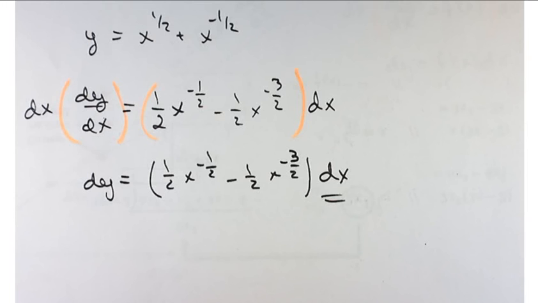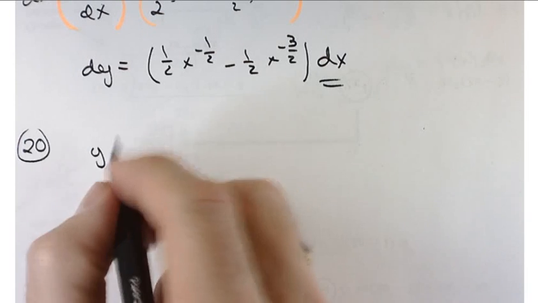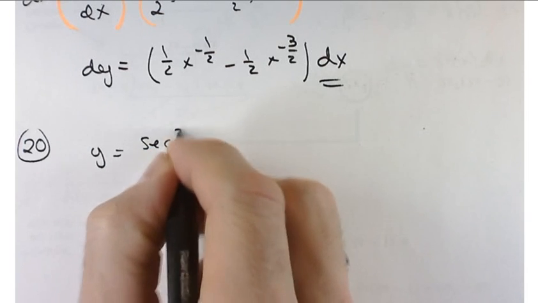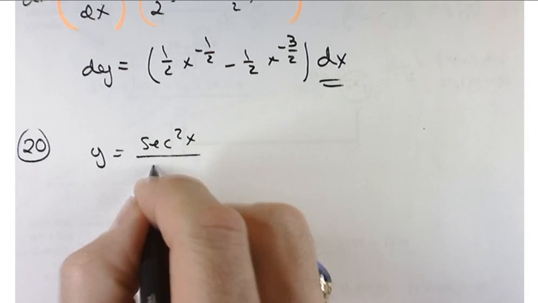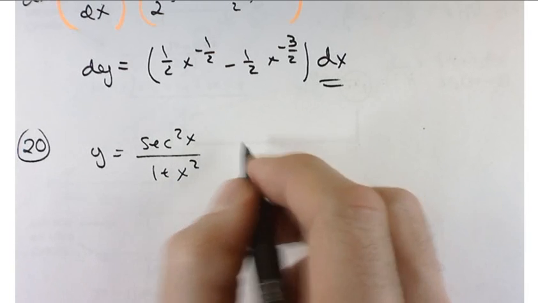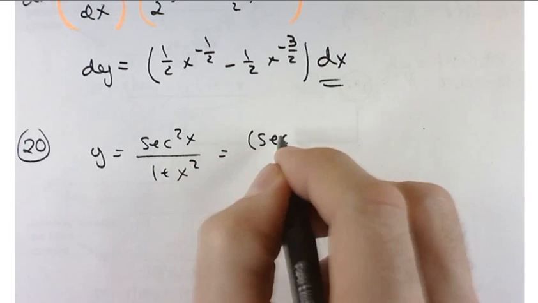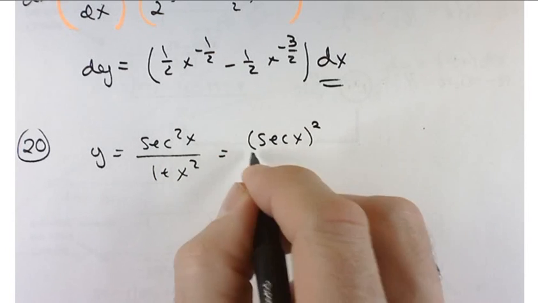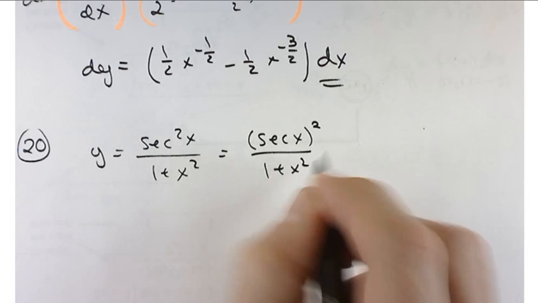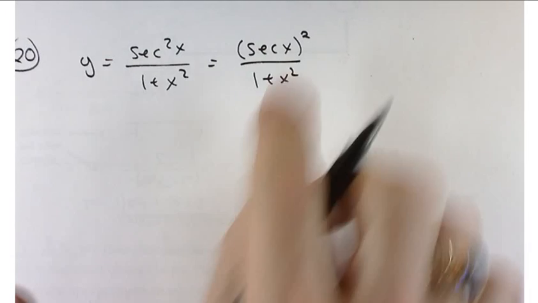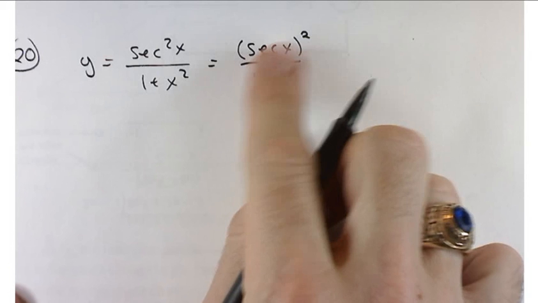Now the second example I chose because sometimes you struggle a little bit with some of this notation from trig. So let's take a look at problem number 20. Y equals the secant squared of x divided by 1 plus x squared. It may help us to recall that secant squared of x, that notation really means that the squared function is on the outside. In other words, it's the secant of x quantity squared.